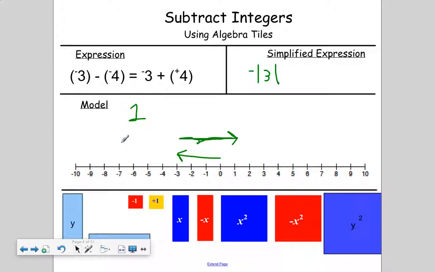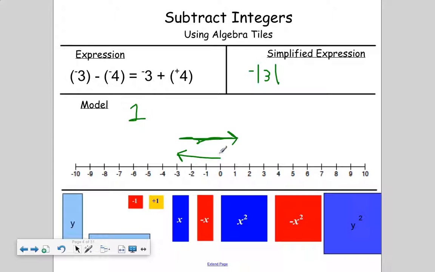Could I have gotten this using adding the opposite? I start with negative 3. I turn the subtracting to adding. And what's the opposite of negative 4? 4. Negative 3 plus 4 is 1. So the same thing. Some kids prefer the counters. Some kids may prefer the number line.